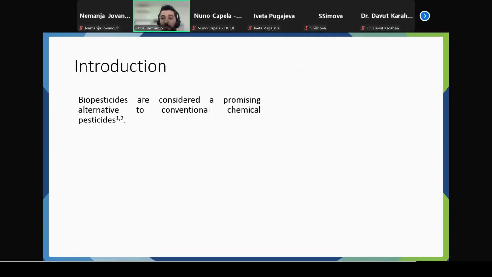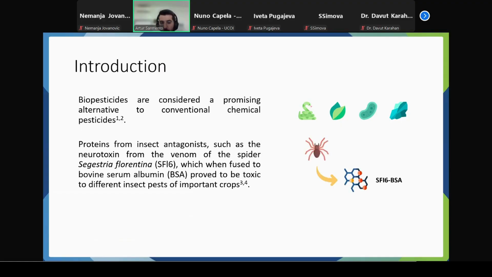Biopesticides, which are derived from natural molecules of animals, plants, bacteria, or minerals, are considered a promising alternative to conventional chemical pesticides. A good example are proteins from insect antagonists, such as the neurotoxin from the venom of the spider Segestria florentina, which we proved in the EcoStack project, when fused with bovine serum albumin, was toxic for several species of pests that are important for crops.